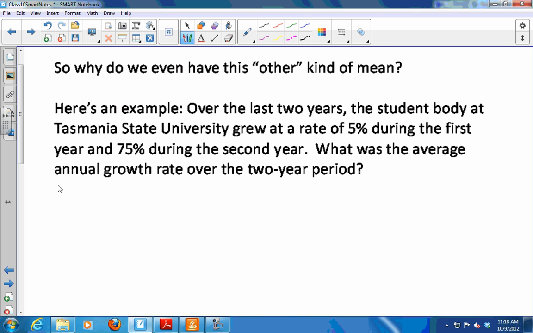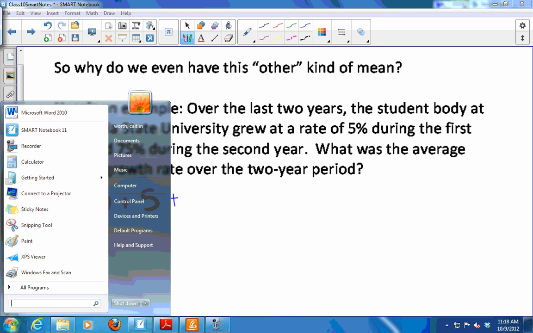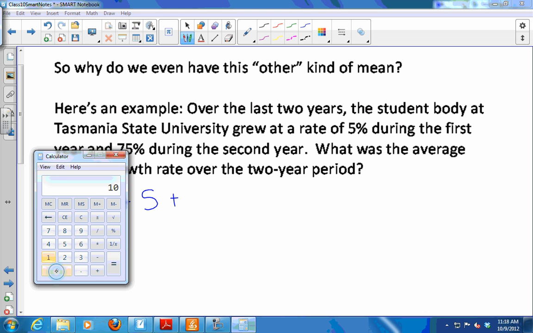So you start with 100 students, we increase it by 5%. Then we increase that by 75%. How do you increase 105 by 75%? Yes, you got it. You multiply by 1.75. So I have 105 students, and then I want to keep 100% of them, so that's why I have the 1 in front. And then I want to add an additional 75%, so I multiply by 1.75. So I get 183.75.